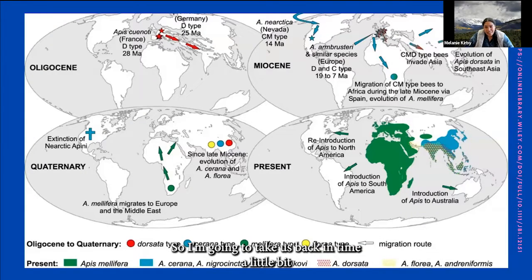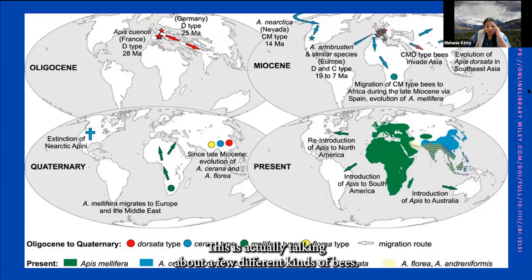So I'm going to take us back in time a little bit and talk to you all about the history of bees as it relates to where we are now, especially those of us stateside, where honeybees are not necessarily considered endemic. And this is a really cool paper that came out. It talks about a few different kinds of bees, Apis mellifera, or the honeybees, Apis cerana, Apis dorsata, Florea, a few other ones, and when they made their appearance on the planet.